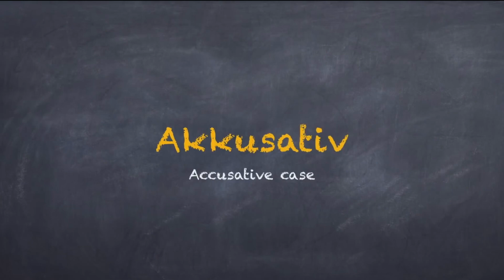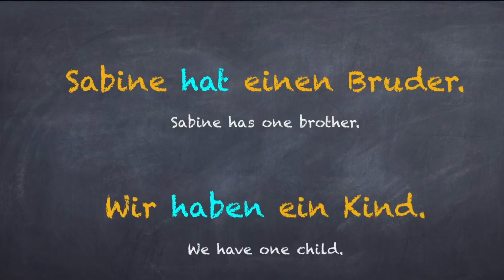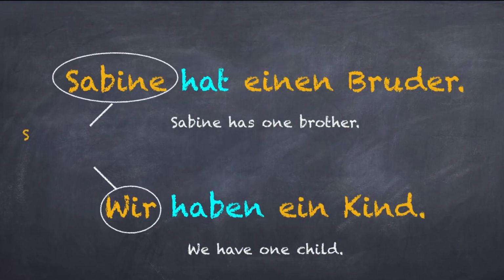Accusative. Let's take two sentences to understand this. Sabina hat einen Bruder. Wir haben ein Kind. We have already learned that every sentence has a subject. In this case, Sabine and wir. And subject is always in nominative.